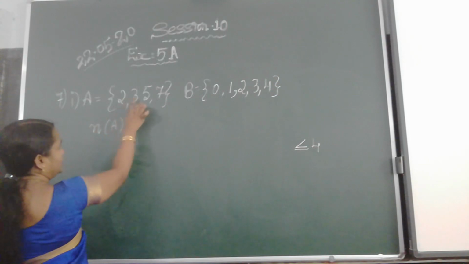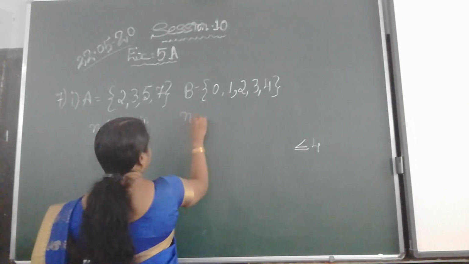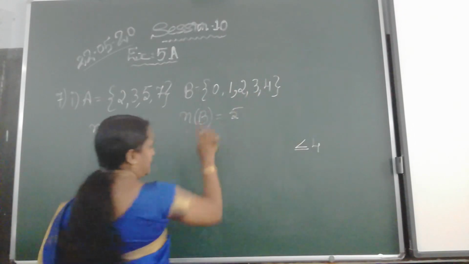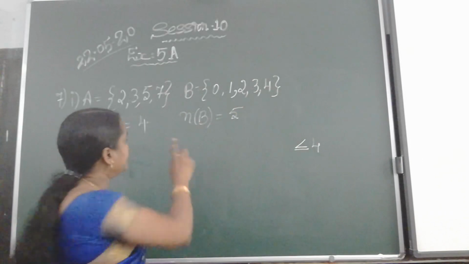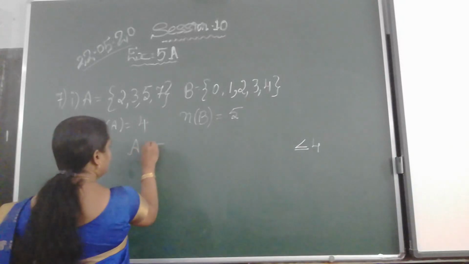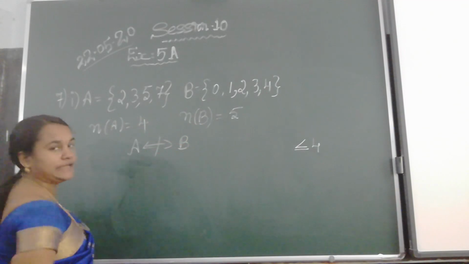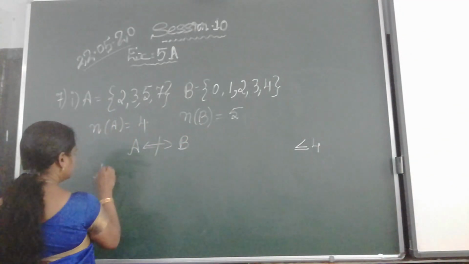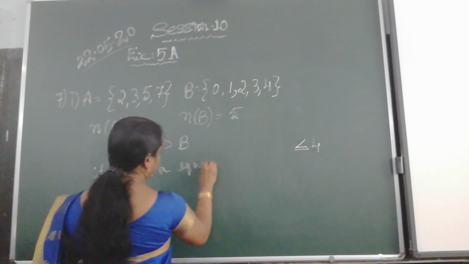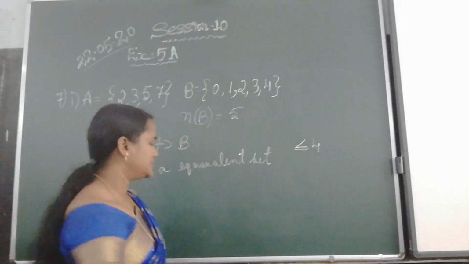Now, cardinal number of A: 1, 2, 3, 4. We are getting 4. And cardinal number of B: 1, 2, 3, 4, 5. Now, the cardinal numbers are different. The cardinal numbers are different means it is not an equivalent set. So, A is not equivalent to B. Okay, it is not an equivalent set. Clear?